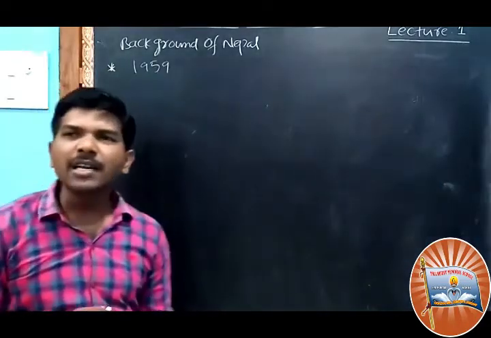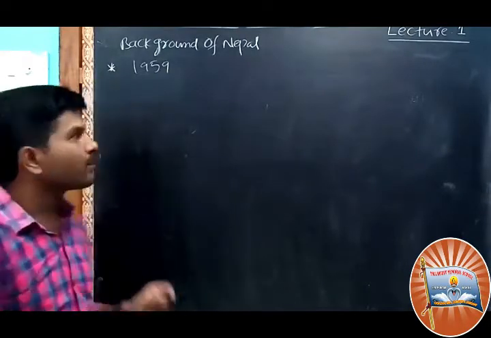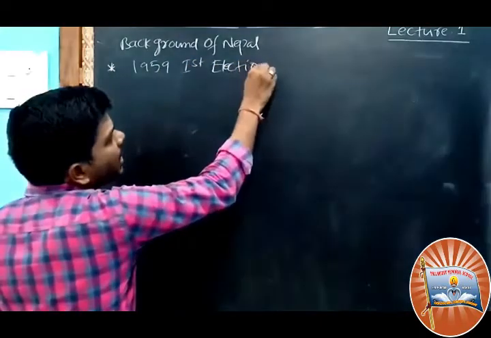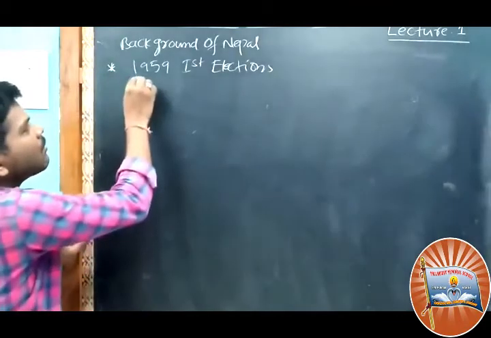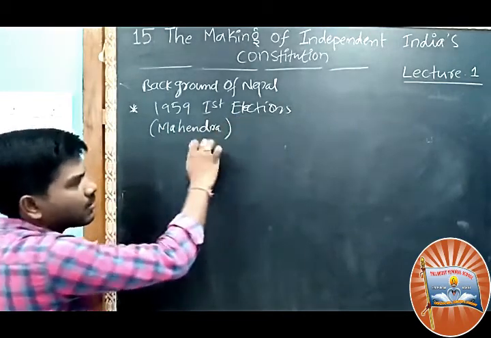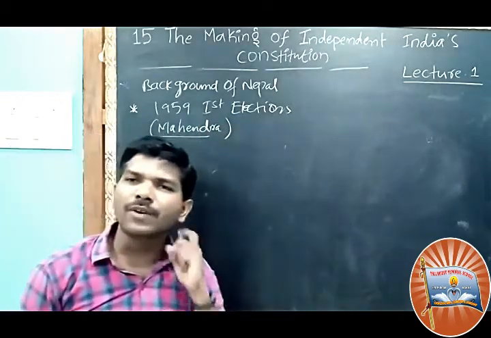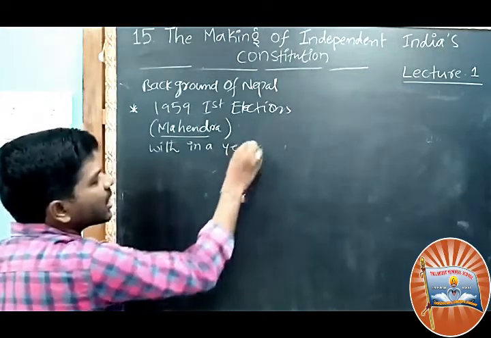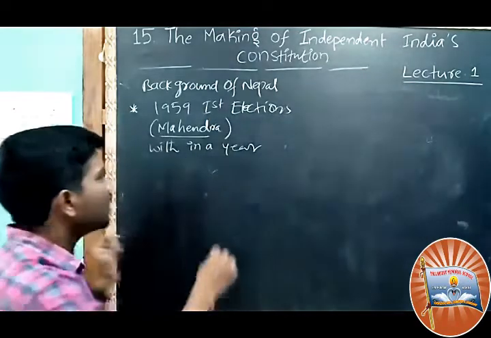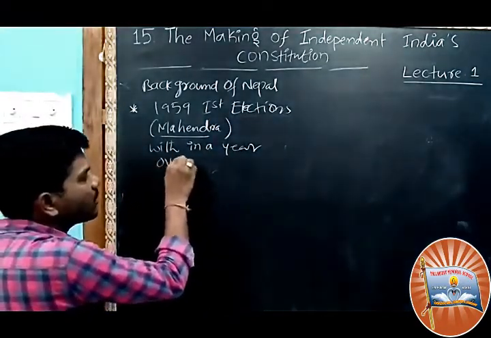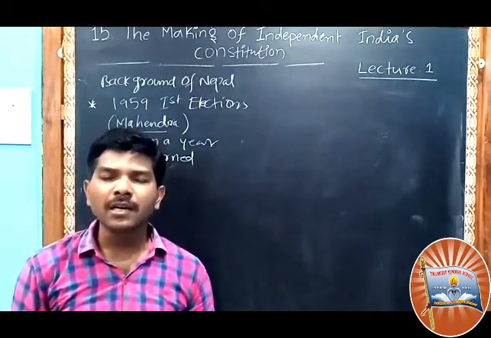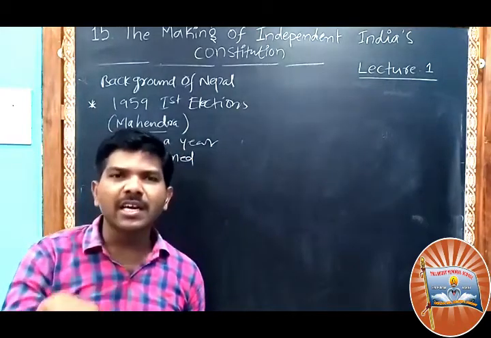In 1959, elections were held in Nepal for the first time. At the time, Mahendra was the king. Within a year, this elected government was overturned, which means cancelled, by the king. I repeat, in 1959 the first elections were held in Nepal, but within a year the king cancelled the government.